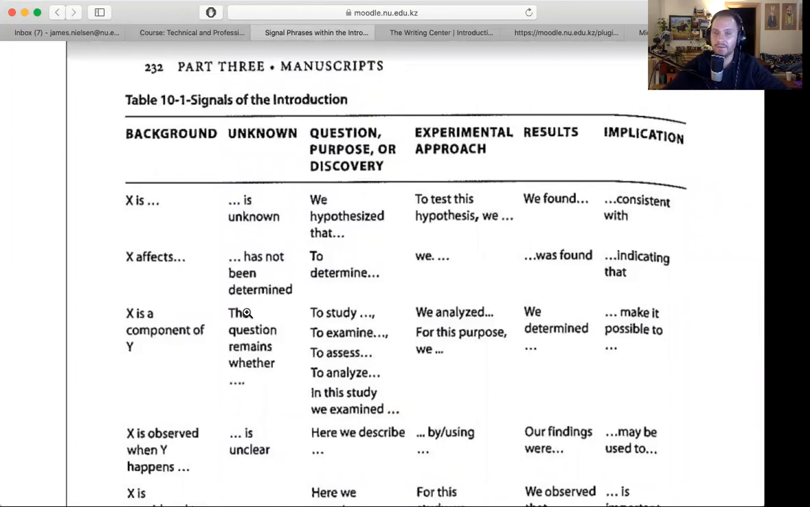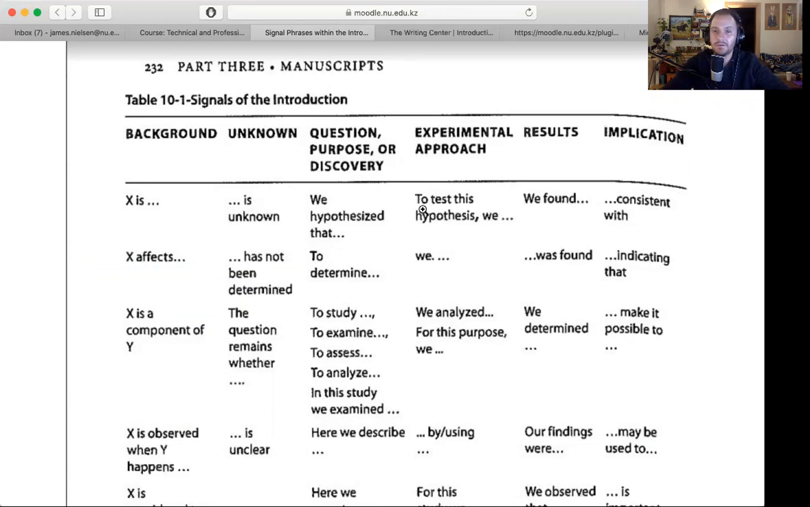Saying what the unknown is could maybe just be a sentence, but it might take a couple of sentences to lead up to it. This might take a sentence or two, okay? The experimental approach might take a sentence or two, the results a sentence or two, and the implications a sentence or two. So you really don't want to spend a whole lot of time on this stuff, okay? In fact, I think it almost gets shorter and shorter as you go, okay?